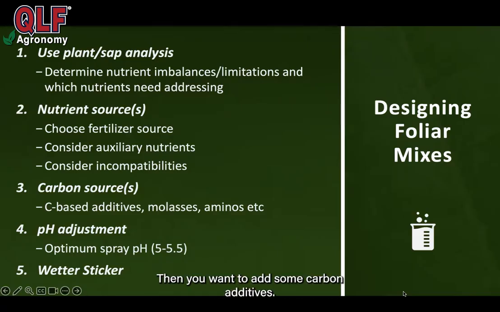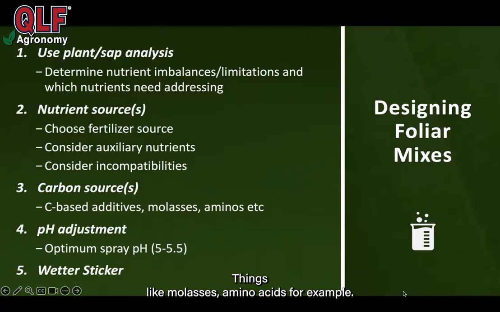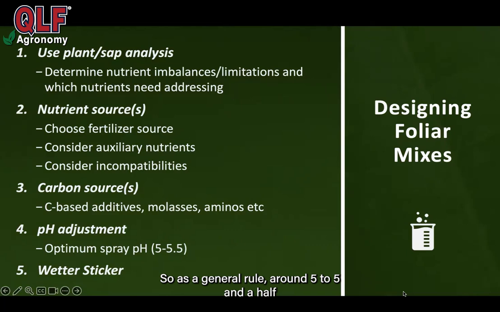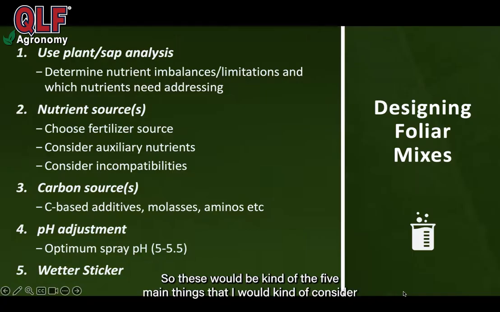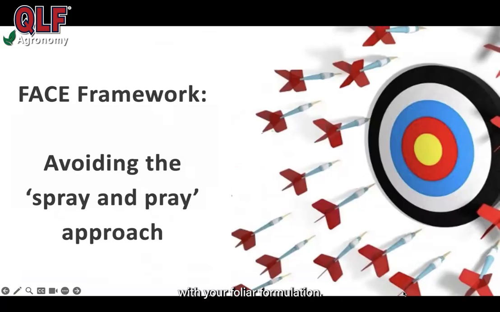Then you want to add some carbon additives, your general chelating agents, carbon synergists, things like molasses, amino acids, for example. pH adjustment also becomes very important. As a general rule, around pH 5 to 5.5 is a good optimum final spray pH for nutrient uptake. And then lastly, things like maybe a wetter sticker or droplet conditioners. So we'll move on and talk quickly about those. These would be the 5 main things that I would consider with your foliar formulation.